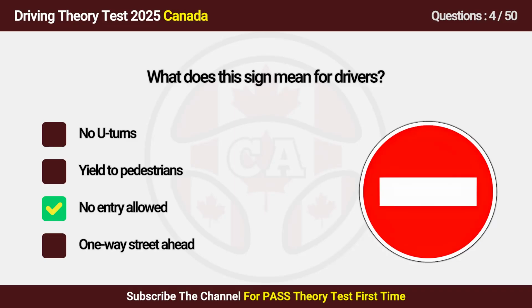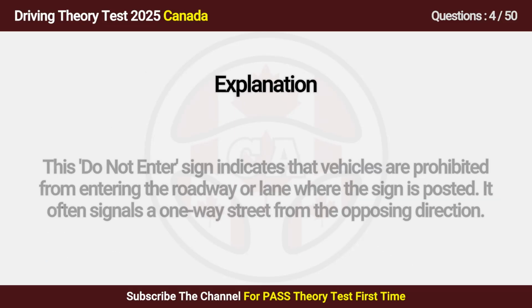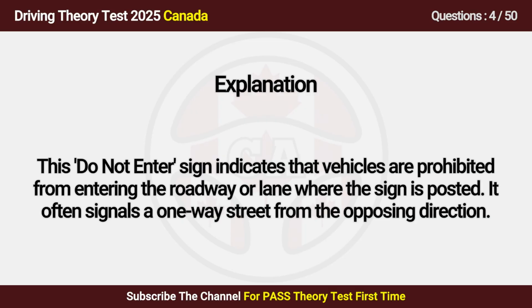Answer is C. No entry allowed. This do not enter sign indicates that vehicles are prohibited from entering the roadway or lane where the sign is posted. It often signals a one-way street from the opposing direction.